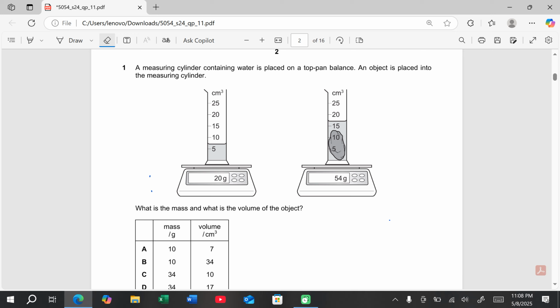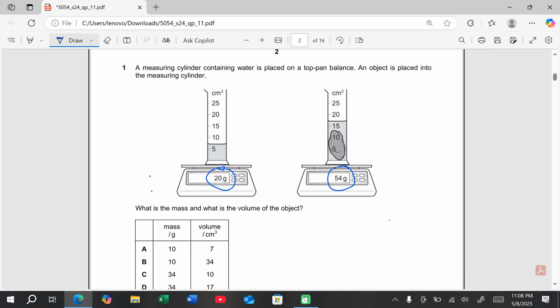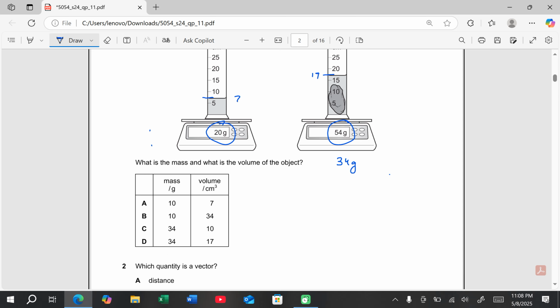So it's very easy. For mass, if you subtract these two readings of the pan balance, you'll get the mass, because what we need to do is find the mass of an object. In the first reading, when the object is not placed, it is 20 grams. When the object is placed, it's 54 grams. If you subtract them, you're going to get 34 grams. That's the mass. And for the volume, you need to subtract the readings of the measuring cylinder. At the start, it is 7, and then it is 17. If you subtract them, you'll get 10. So your answer is C.